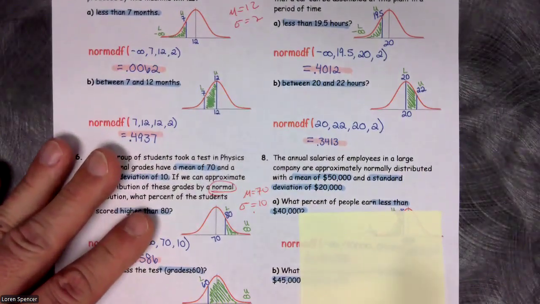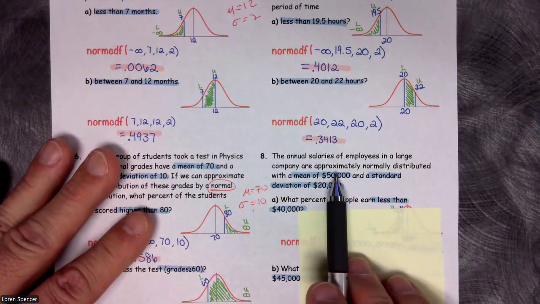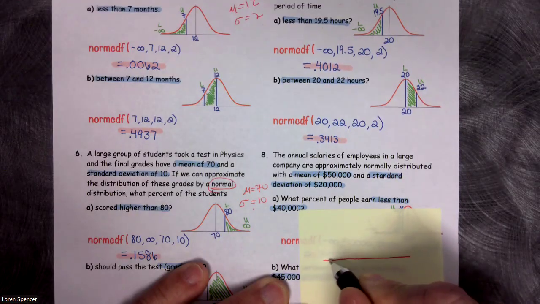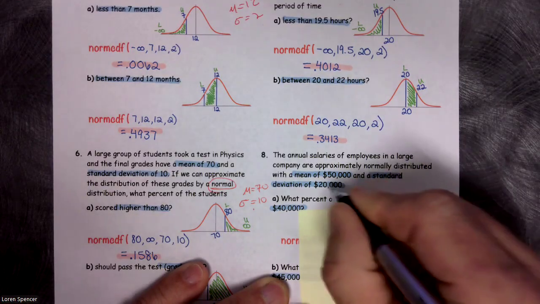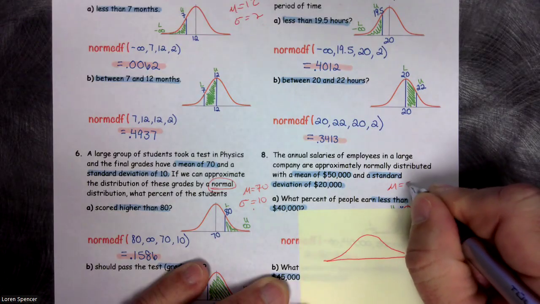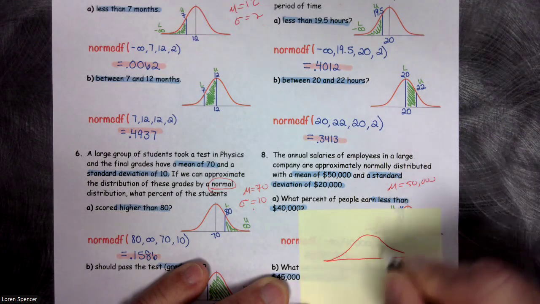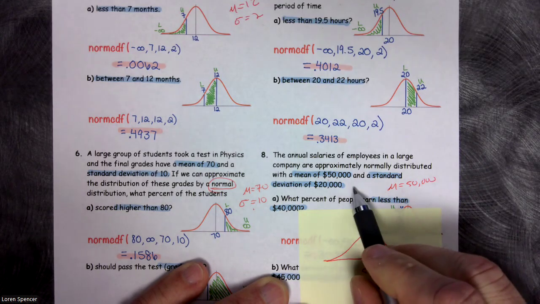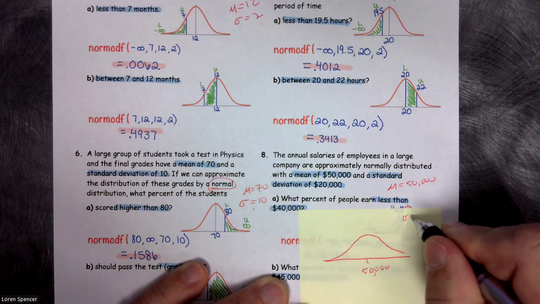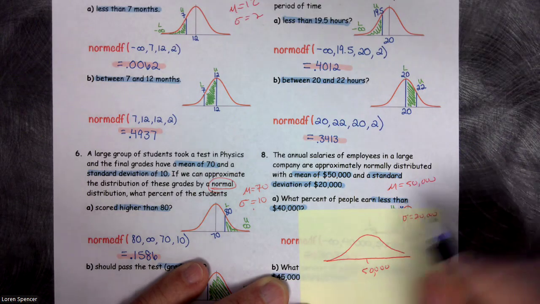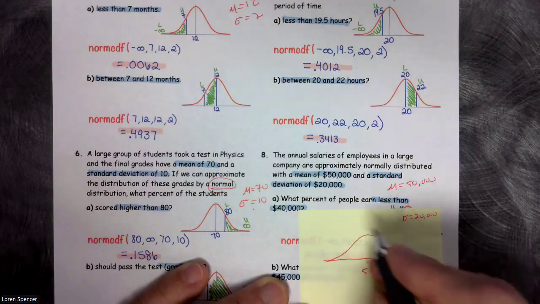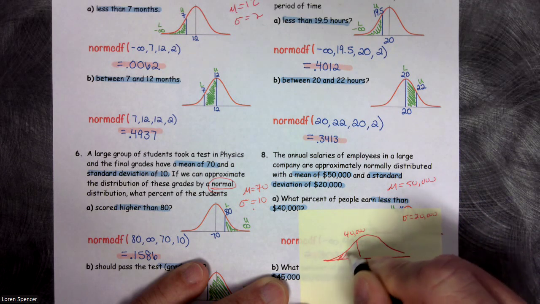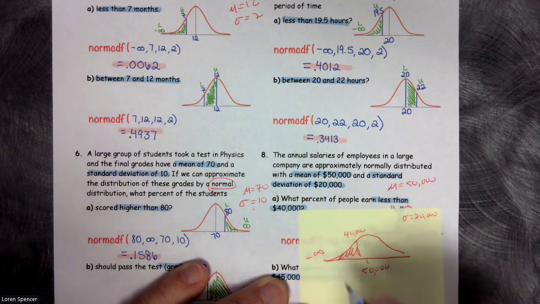Number 8. The annual salaries of employees in a large company are approximately normally distributed. So once again, they tell me it's normal. Our mean is 50, so mean is 50K, with a standard deviation of 20. What percent of people earn less than 40,000? Well, 40 is below 50, so we have 40,000, and we're shading to negative infinity.